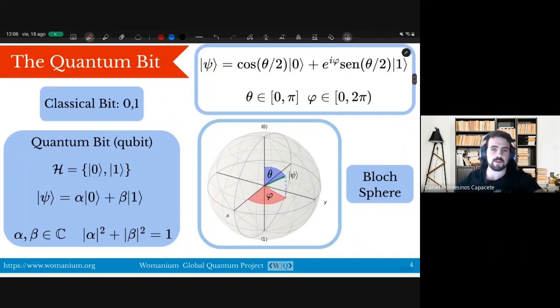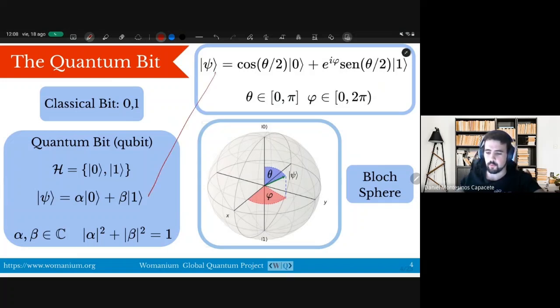Yeah, so the quantum bit, we already know this. We have our classical bit, right? That can be either 0 or 1. And our quantum bit, also called qubit, is just represented by any two-dimensional Hilbert space, right? Any general linear combination can be written in this way. And it's important to have the normalization condition that we have discussed a few times in other lectures.